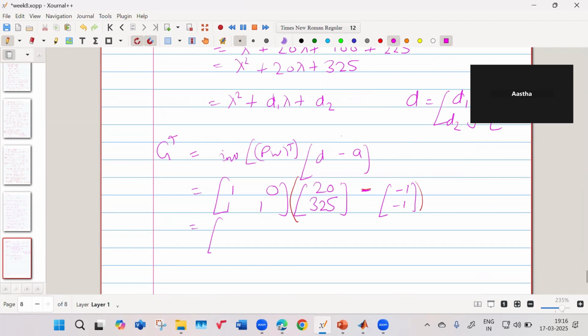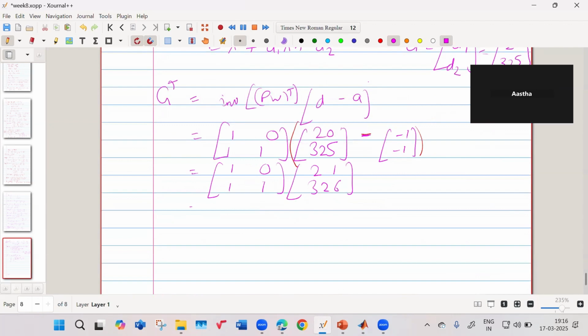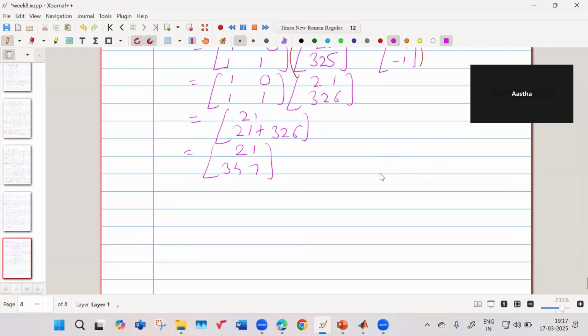So if you do that, that comes to be 1 0, 1 1 into 21, 326. So our gain transpose is what? 1 into 21 and 0 into 326, so 21. Then 1 into 21 plus 1 into 326, that will be 21 plus 326, which comes out to be 347. Okay, so this is our G transpose which we got through the Bass-Gura algorithm. So now let us verify in MATLAB, because I'm a human being, I will make lots of errors and blunders.